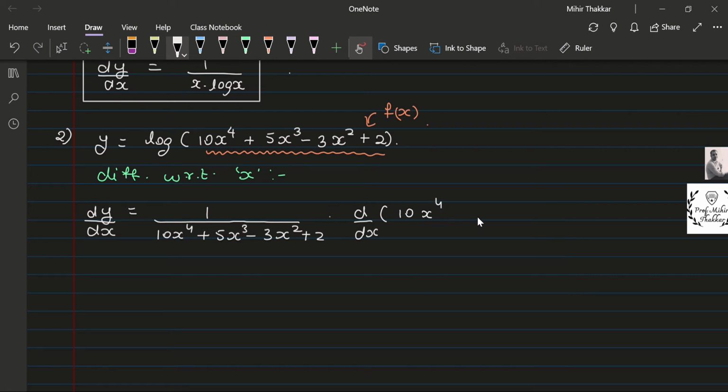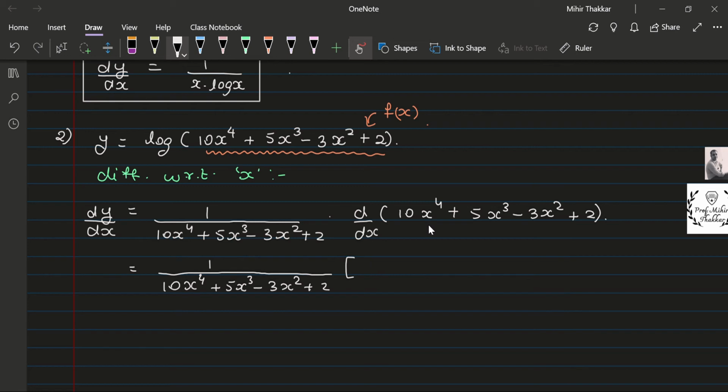Derivative of 10x raised to 4 plus 5x cube minus 3x square plus 2. So leave this element as it is over here because it is outside the derivative sign. We will once again copy it down same to same: minus 3x square plus 2. And now I want to find the derivative of 10x raised to 4. This 10 will be as it is.